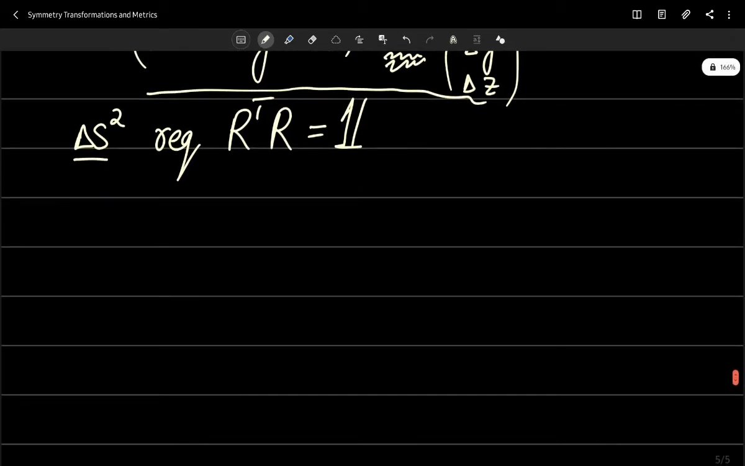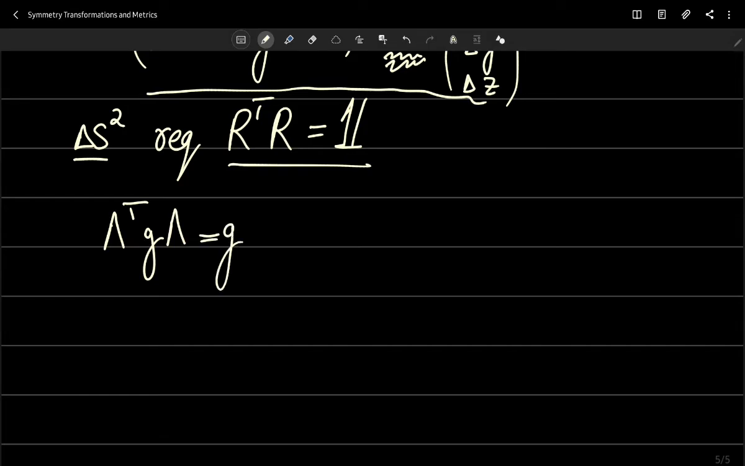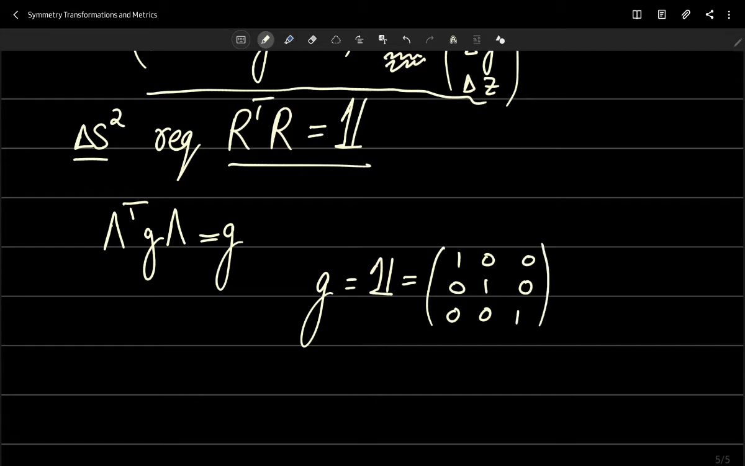Now from all of this, let's go back and compare this thing with what we were starting off with, that was lambda transpose G lambda being equal to G. Now here what we see is that in the case of 3D rotations in Euclidean space, what does G have to be? It is identity, right? And that is simply the matrix 1 0 0, 0 1 0, 0 0 1 in 3 dimensions, right?